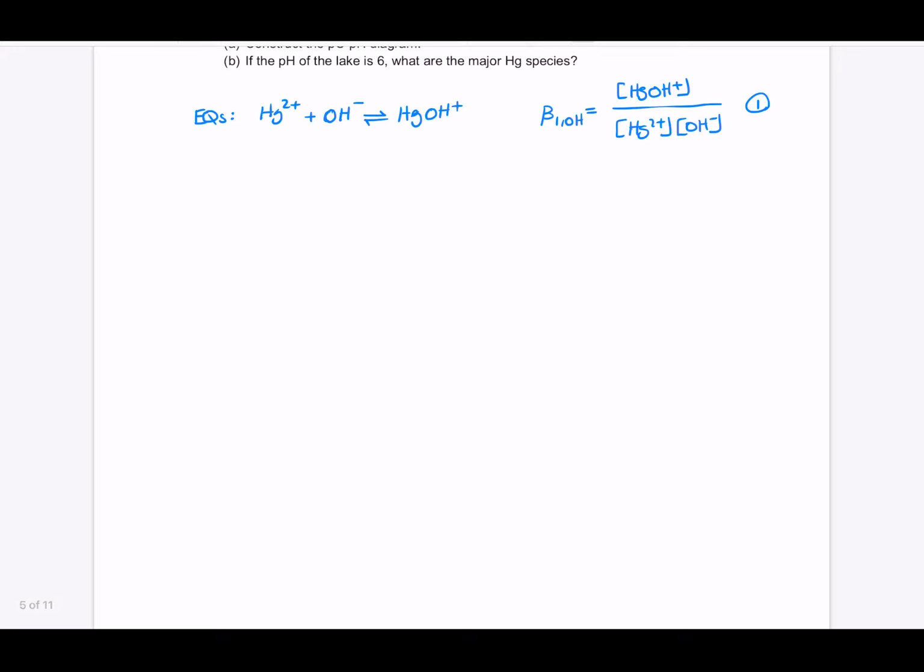The second one, again, beta is given. So Hg2+ plus 2 hydroxide would give you Hg(OH)2, and this is represented by beta 2 of hydroxide. It gives us Hg(OH)2 divided by Hg2+ times OH minus to the power of 2. And this is relationship 2.